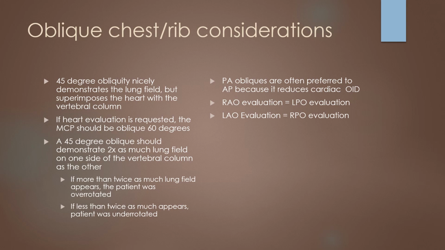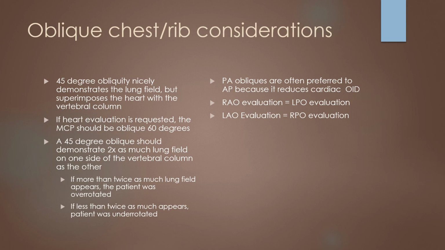So that's kind of my go-to. You can follow the rules as the slide says. If it's more than twice as much lung field on one side, it appears the patient was over-rotated. If it's less than twice as much, then they were under-rotated. But my key is, does it look more like a lateral or more like an AP? And then I make my decisions off of that.